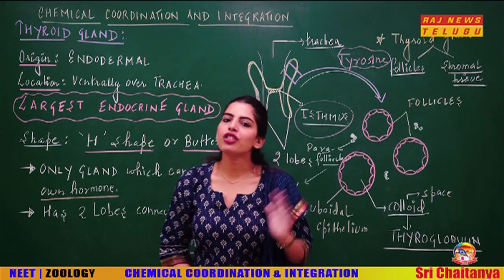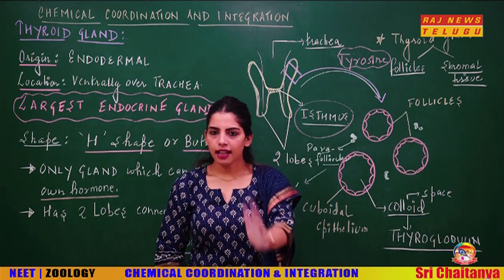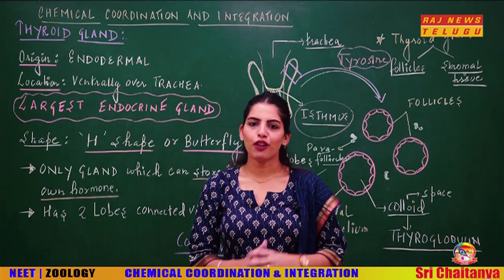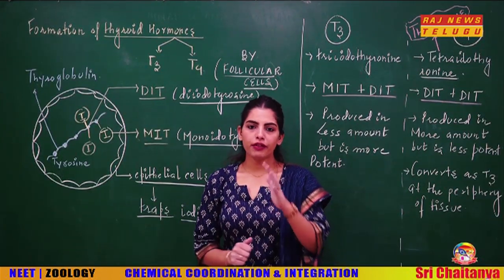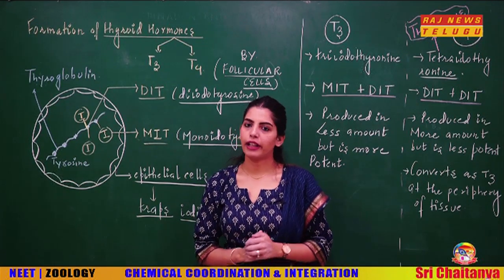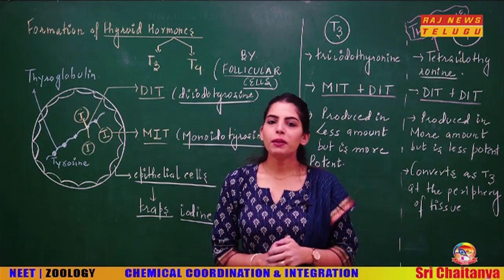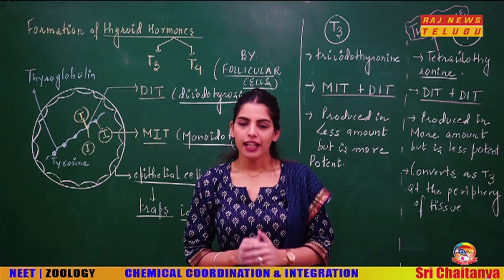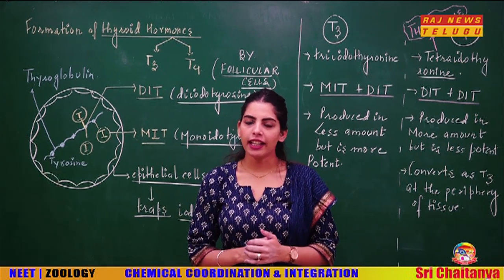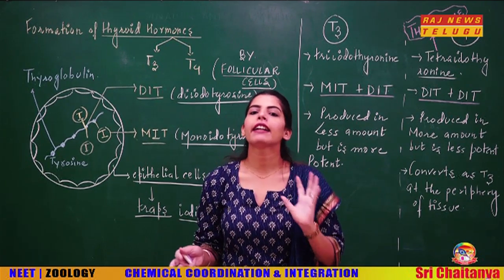So, moving on to the next part, we will discuss the different hormones of the thyroid gland. Okay, students, now let's move to the different hormones of the thyroid gland. First of all, we will be talking about the hormones of the follicular cells. The hormones of the follicular cells are T3 and T4.